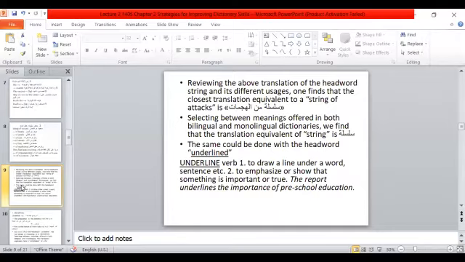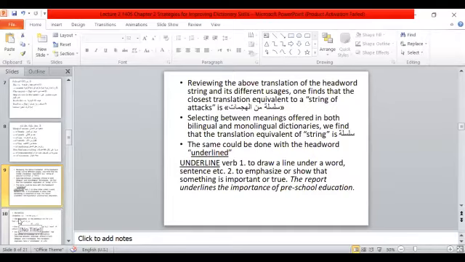You have to understand, students, that when you use a dictionary, it gives several senses for the same word. And your job as a translator is to select and choose the meaning which is most suitable to the word as it occurs in the sentence you are analyzing. The same could be done with the head word underlined.